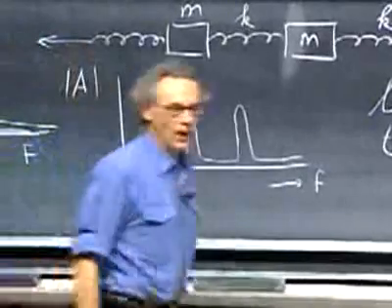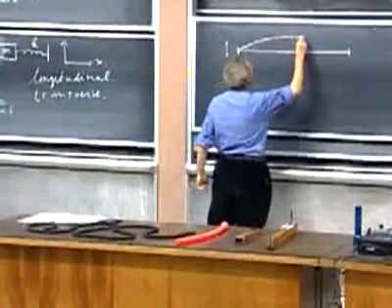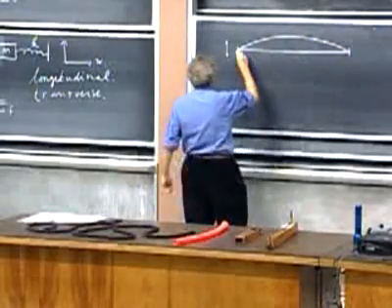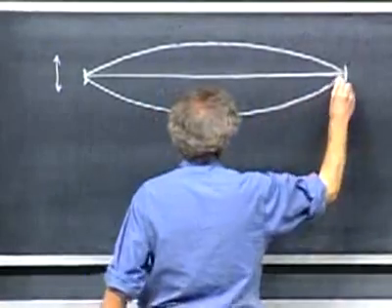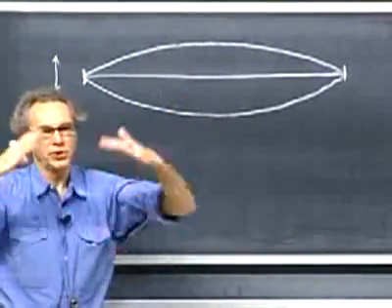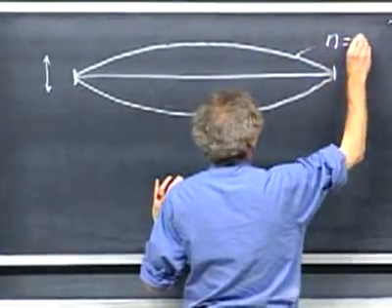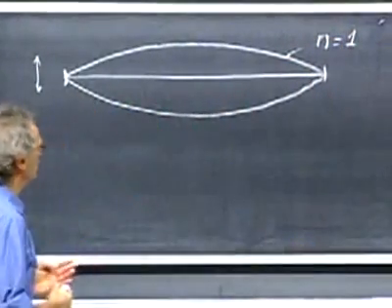I call that F1. And when I look at the string, and you will see that shortly, the string will oscillate like so. It will go up here, and it will go down here. And all it will do is this. That's its first resonance, and I call this n equals 1, often called the first harmonic.